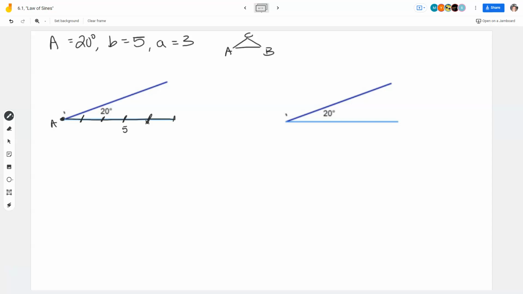And now here's the question. I need to somehow get to this 20 degrees, because this is my angle A. I know that I have a 20 degrees. That is solid. But how do I connect the 3? One way is to take, okay, hold on, 1, 2, 3.